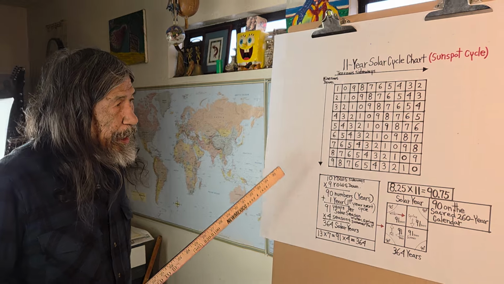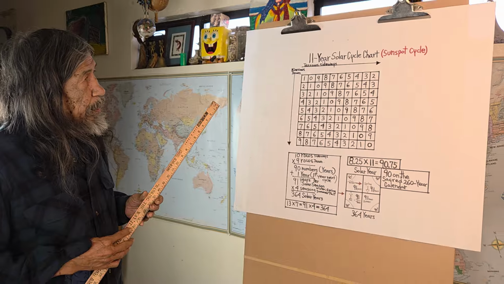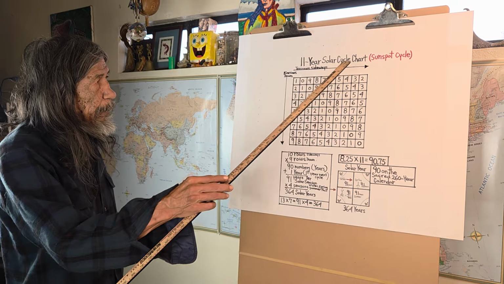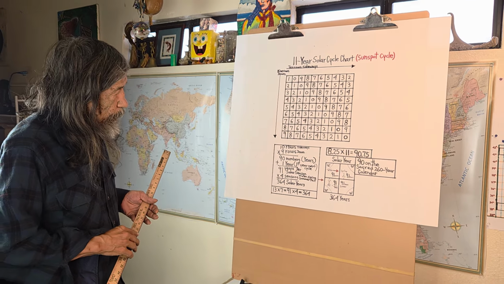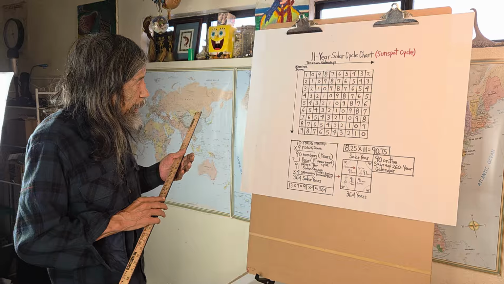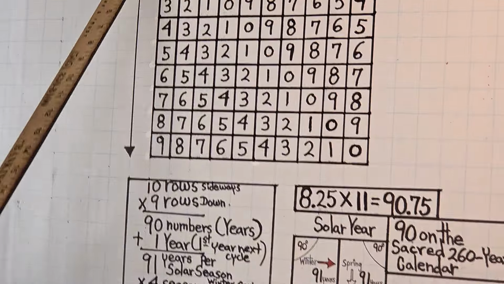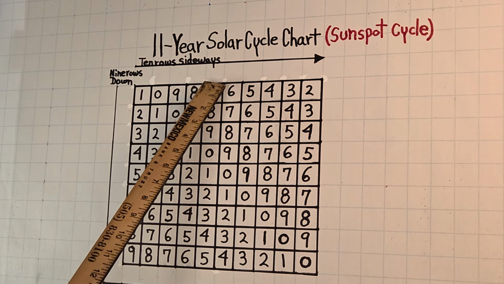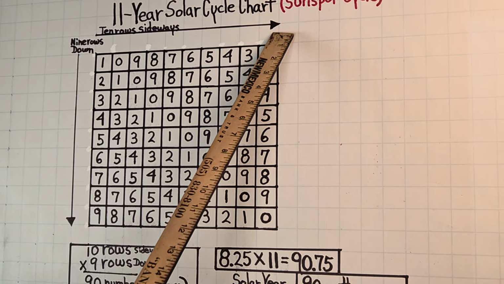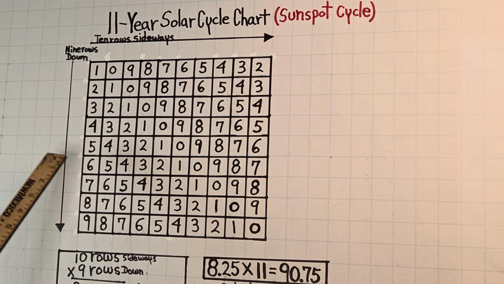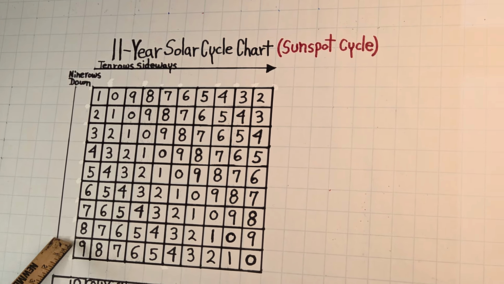Today I'm going to show you an actual solar chart that I use for predicting sunspot cycle activity. It's made up of 10 rows going sideways: 1, 2, 3, 4, 5, 6, 7, 8, 9, 10. 10 rows going sideways, 9 rows going down: 1, 2, 3, 4, 5, 6, 7, 8, 9.